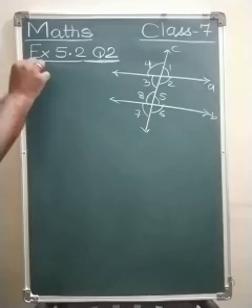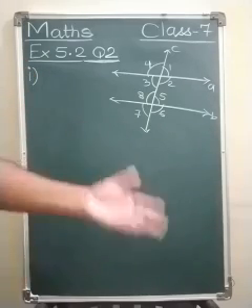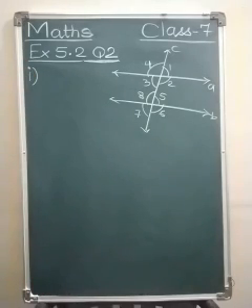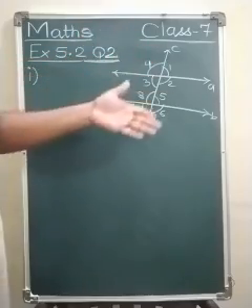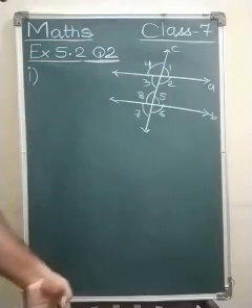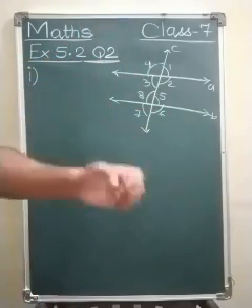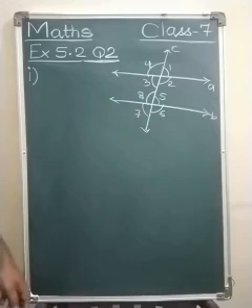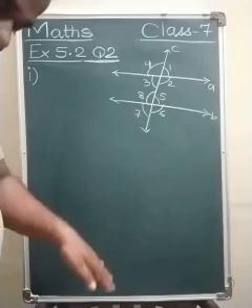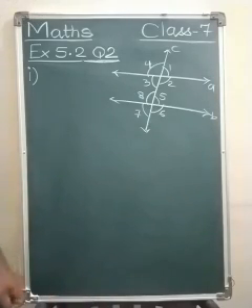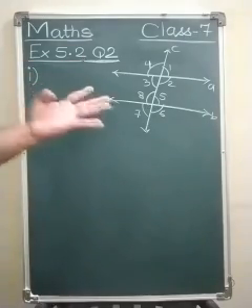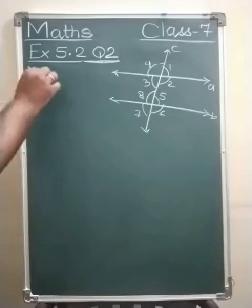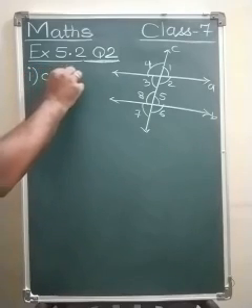First question, we have to identify some pairs of angles. So we have to name the angles. Which angles have they asked? Pairs of corresponding angles, pairs of alternate interior angles, pairs of interior angles on the same side of the transversal, and vertically opposite angles. So these are the 4 types of angles they have asked. First, corresponding angles.